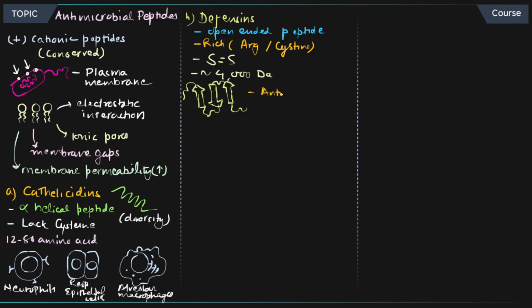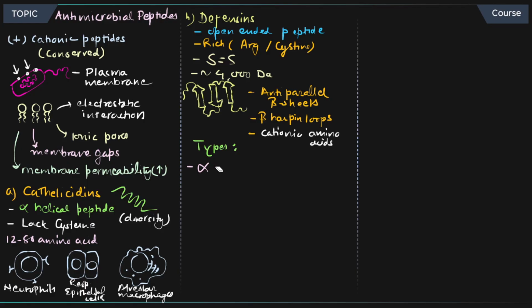It's a little bit more complex than the first peptide. Let me write it down: anti-parallel beta sheets. Second, it also has beta-hairpin loop structures, so loop structures are there too. And again, cationic amino acids are present in this antimicrobial peptide. If we talk about types, you have alpha defensins, and I'm categorizing them based on their molecular weight. You have 29 to 35 amino acids in this case. The second is beta defensins, with 36 to 42. These are larger antimicrobial peptides.